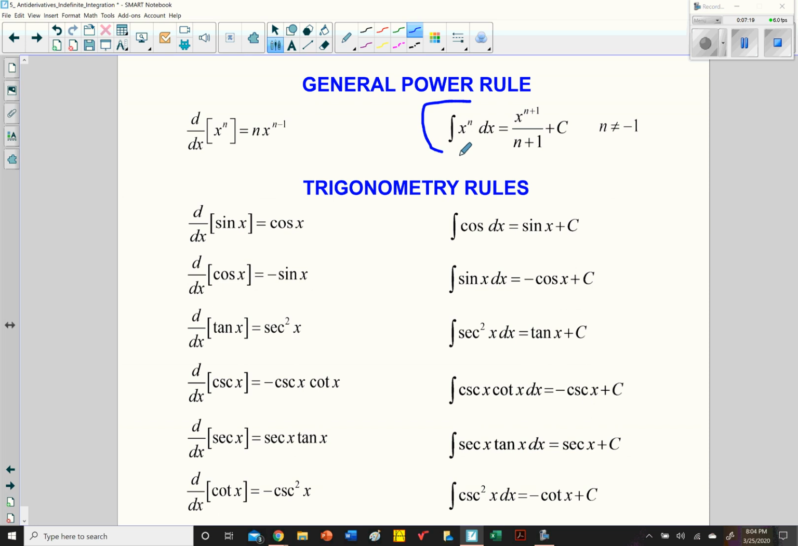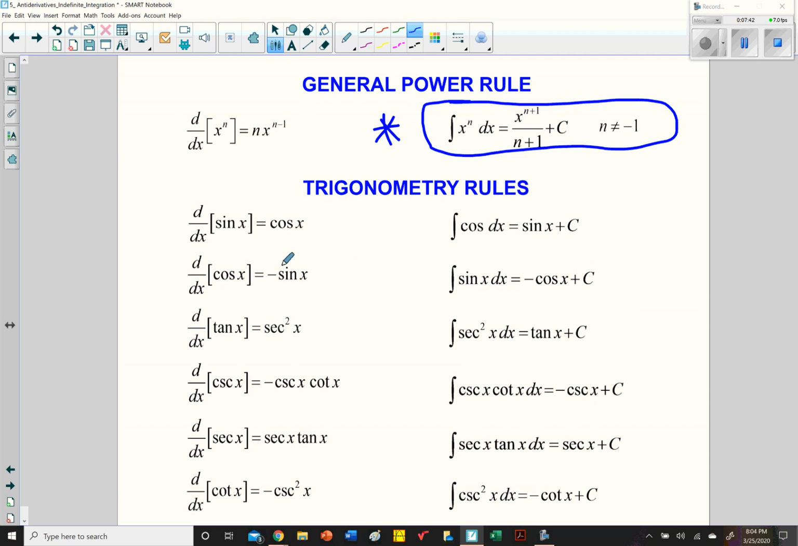This is the power rule that we've just been discovering. So that's majorly important. If you have some function that's a power function, you can add 1 to the power and divide by the power plus 1. So this is called the power rule.